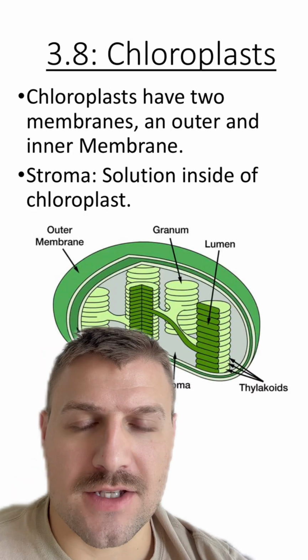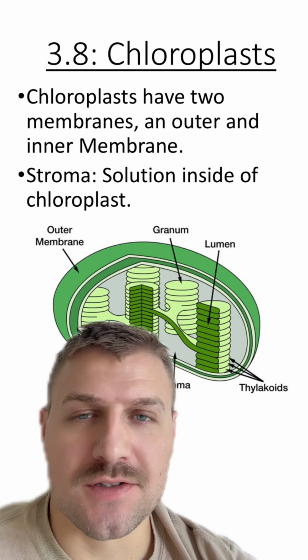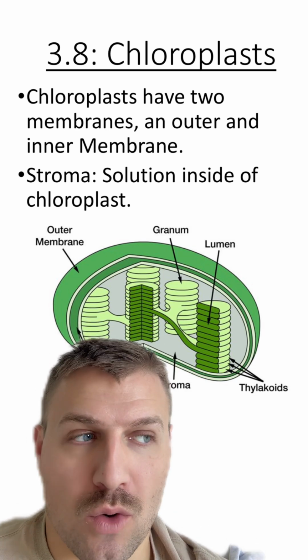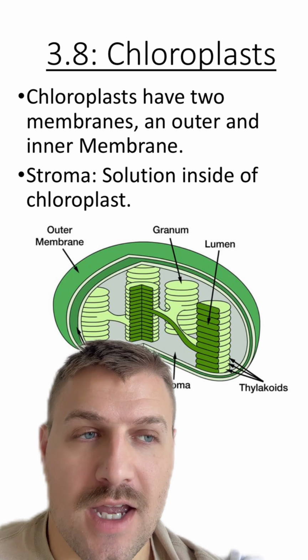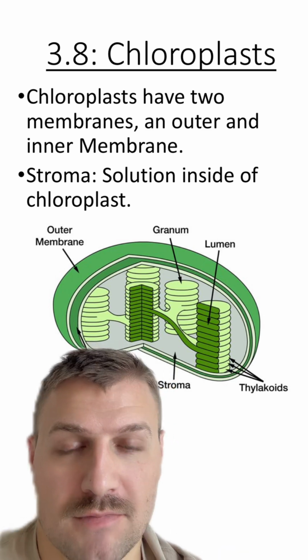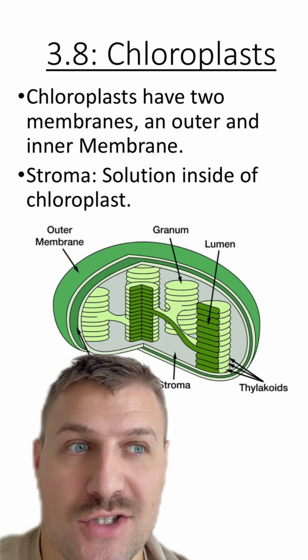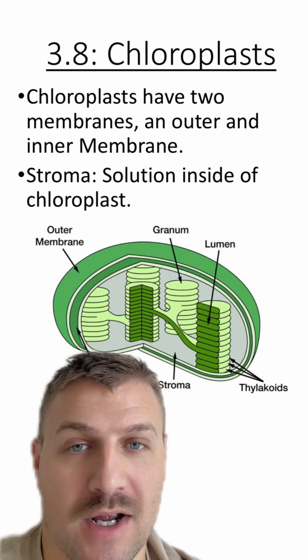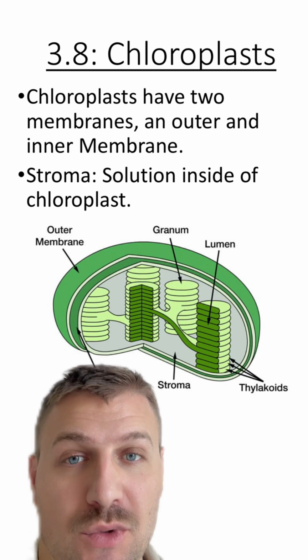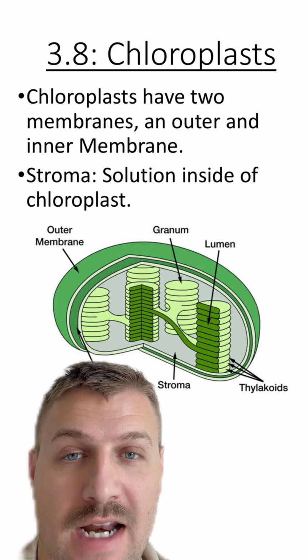If you remember back to the last unit when we talked about the endosymbiotic theory, you'll remember that chloroplasts and mitochondria were once free-living bacteria that eukaryotic cells created a symbiotic relationship with. In other words, these eukaryotic cells took on these bacteria and kept them around as organelles. So that leads us to understand that chloroplasts actually will have two membranes, an inner and an outer membrane.